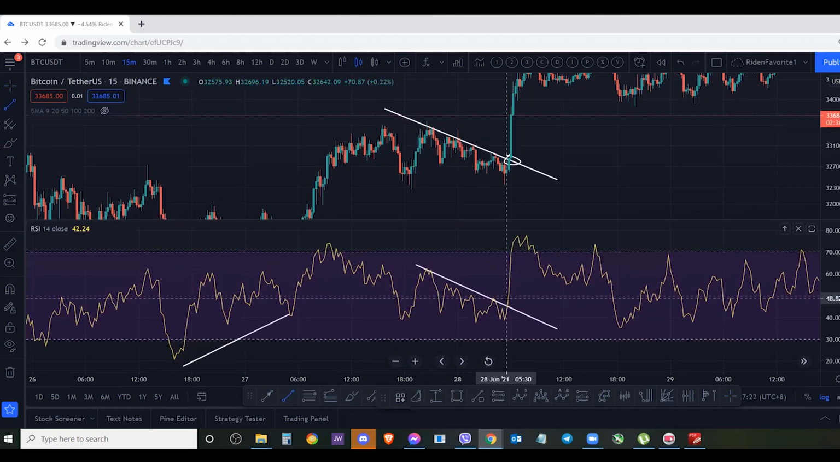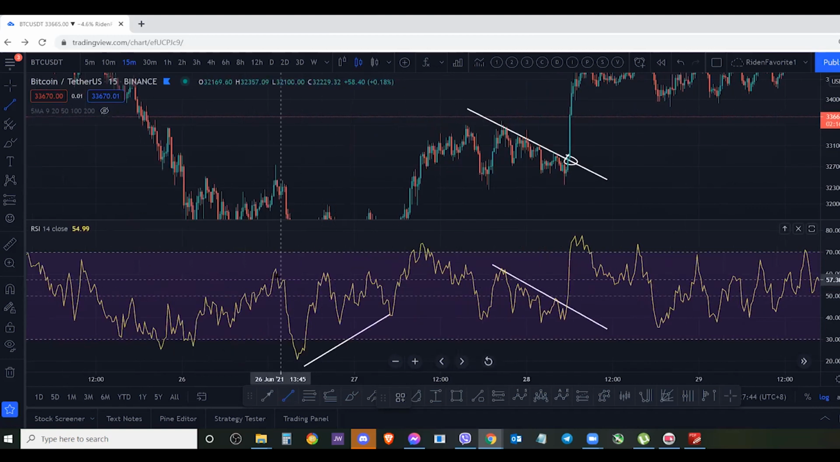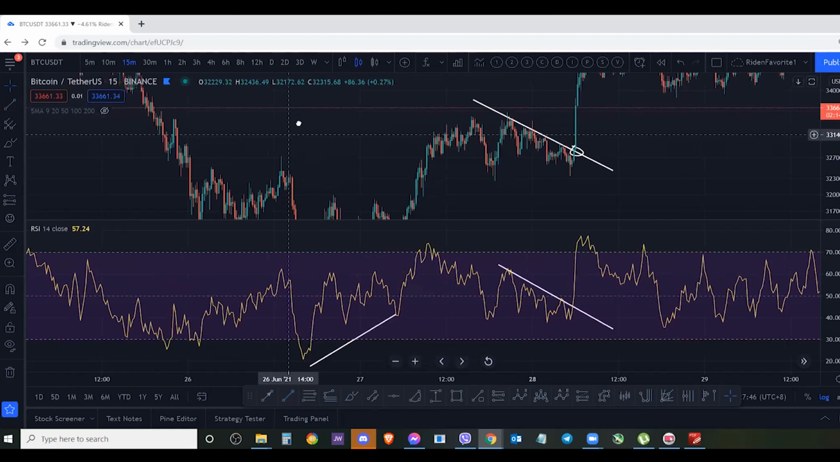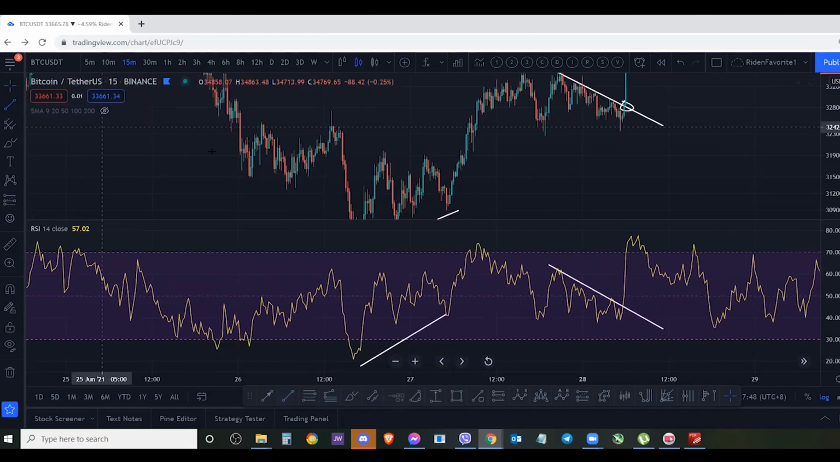The very good thing here, see this one, the breakout on the RSI comes first before the breakout in the price action. This is the catchy thing in using the RSI trend line. When there is a breakout, it comes first and you will see it clearly first.